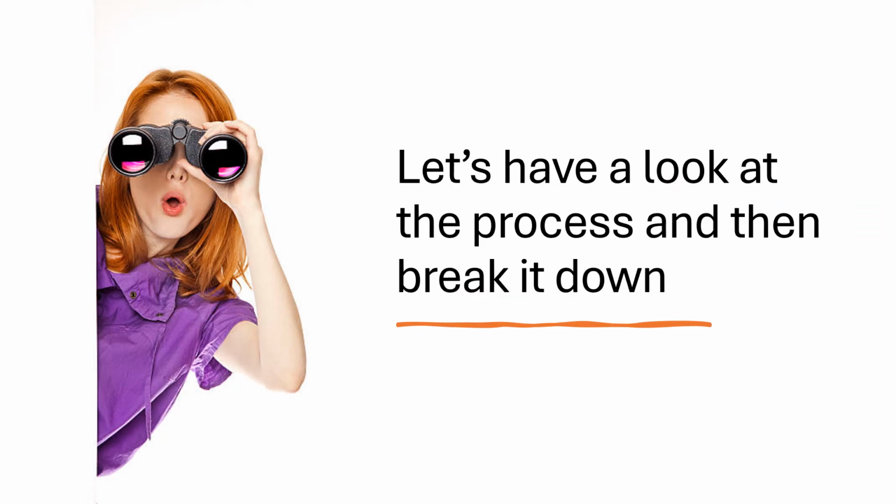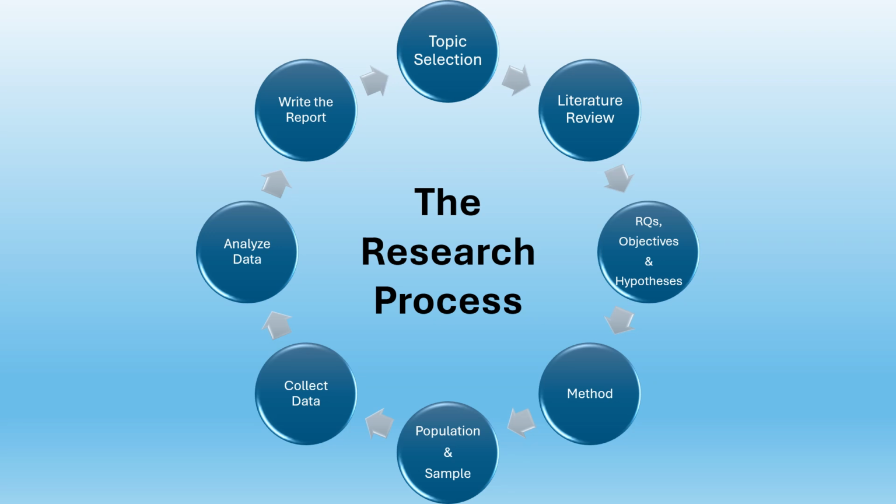So let's have a look at the overall process as a whole, all eight pieces of it, and then we're going to break down each individual one real quick. So here is the overall research process. Starting up at the top, we've got our topic selection. We do a thing called a literature review. From the literature review, we gather research questions and research objectives.